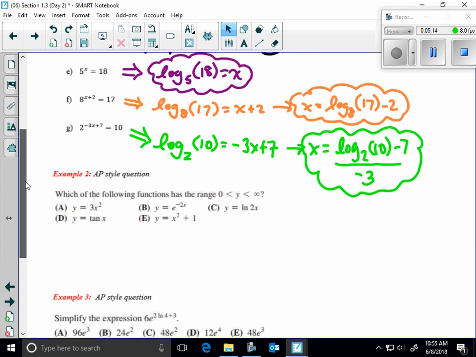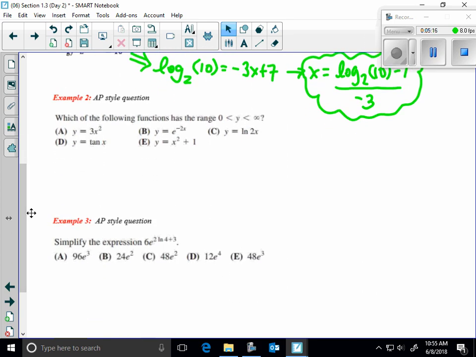Okay, let's look at a couple AP style questions using just wording and our knowledge of exponential and other functions. We want the range to be from 0 to infinity. Well, right away, I know that this is out just due to the graphs. I know that the natural log goes to negative infinity as it gets closer to 0. Tangent goes to negative infinity as it approaches negative pi over 2. X squared plus 1 is tempting, but the range on x squared plus 1 would be a parabola that opens up, but its min value is at 1, so that's out. So we've got these two.